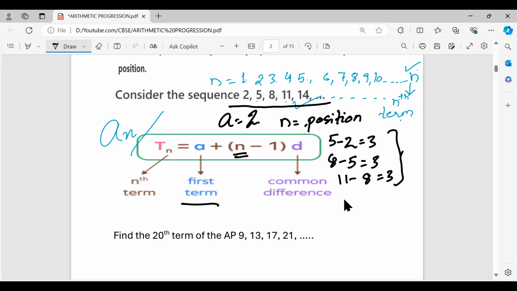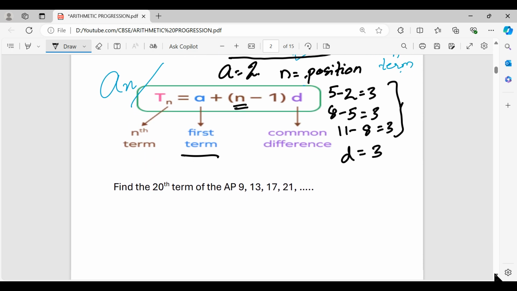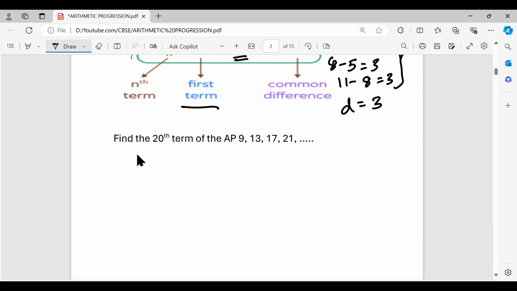So this common difference that is represented by d, d is 3. I hope this explanation of this formula is clear. The nth term of a sequence is given by the rule a plus n minus 1 times d, where a is the first term, d is the common difference. Okay, so based on this rule, let's do this question.